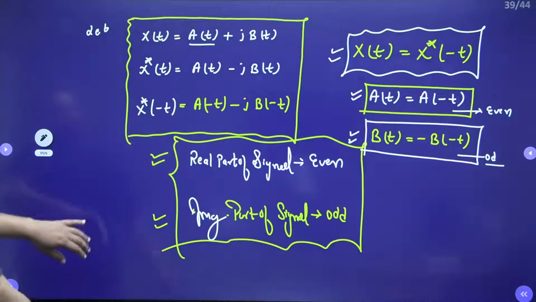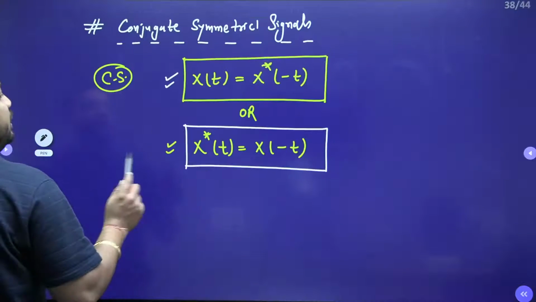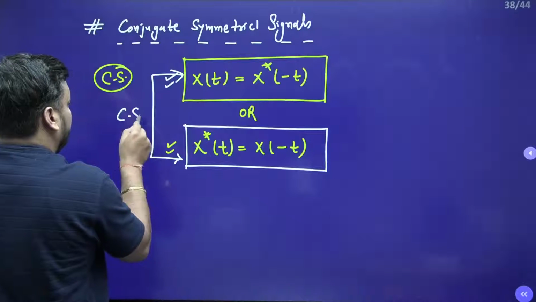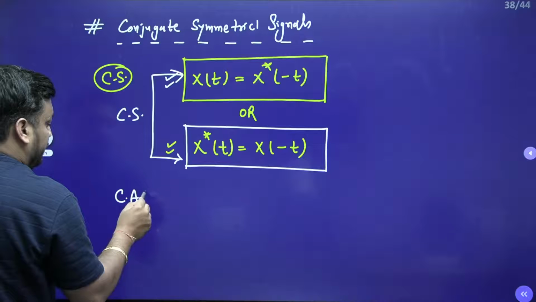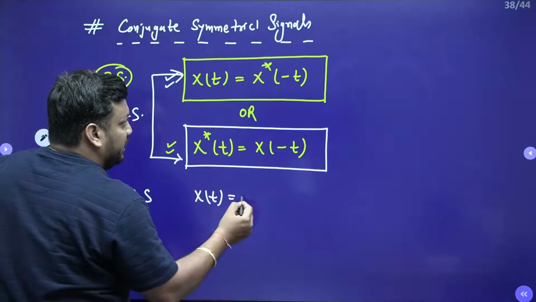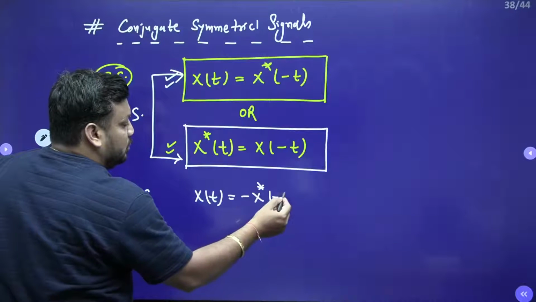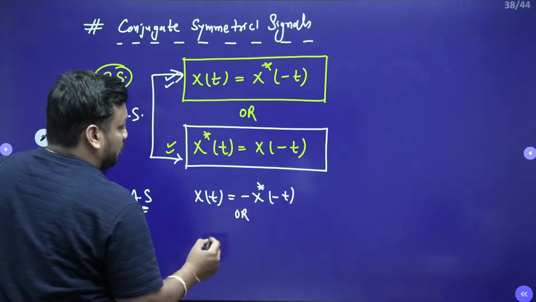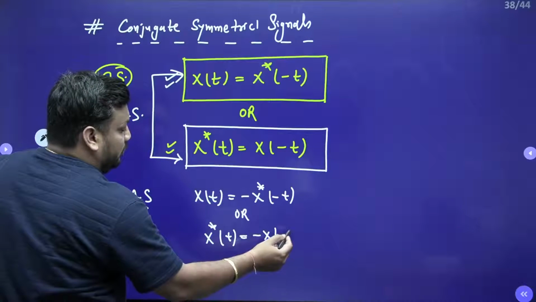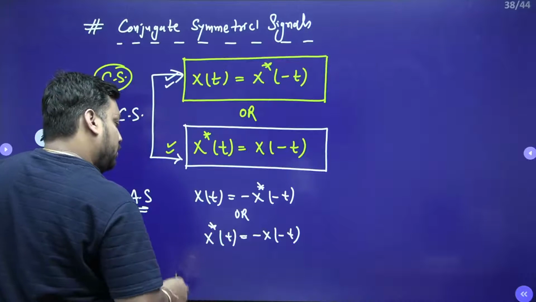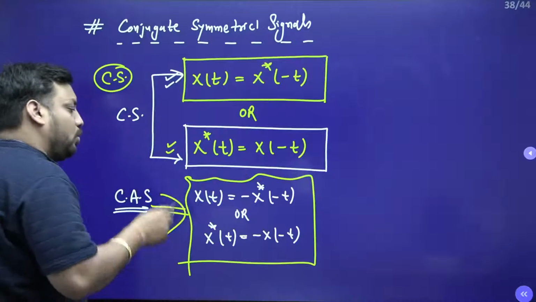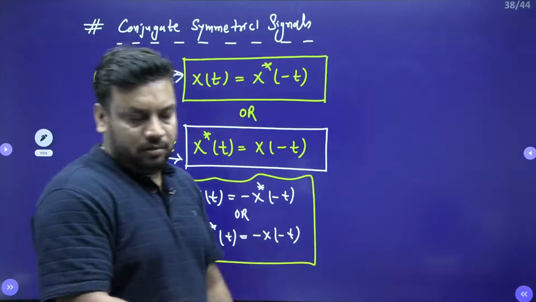So this is my conjugate symmetric condition. Now, what is the conjugate antisymmetric condition? If the signal x(t) satisfies this condition, x(t) equal to minus x conjugate of minus t, or x conjugate of t is equal to minus x of minus t, then we'll say that the signal is conjugate antisymmetric.